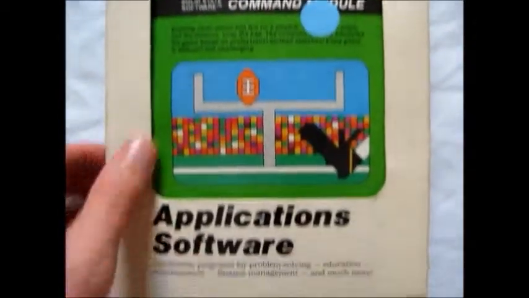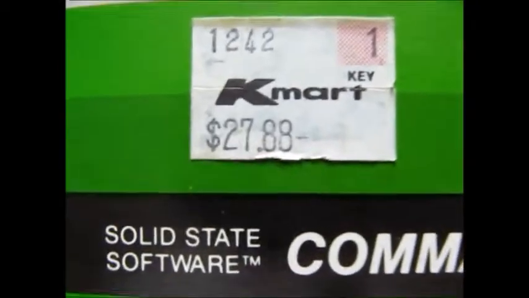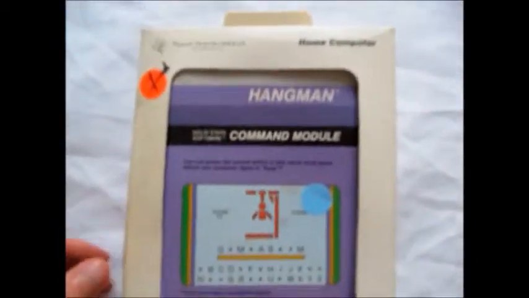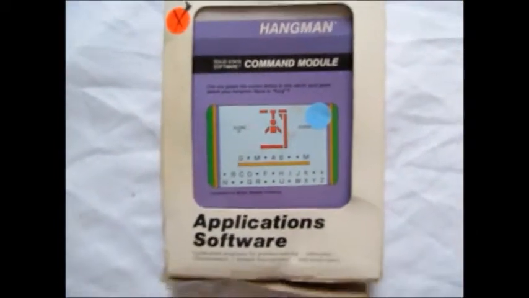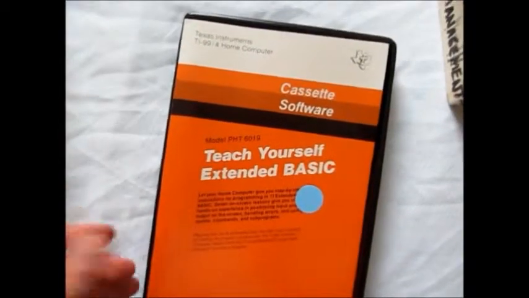Command module. This was on sale apparently. And a more beaten up one, sad to see, but Hangman, so a little entertainment after you're done learning complicated math equations. Of course, each one is exactly the same.